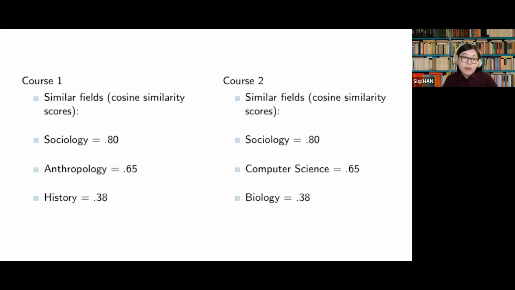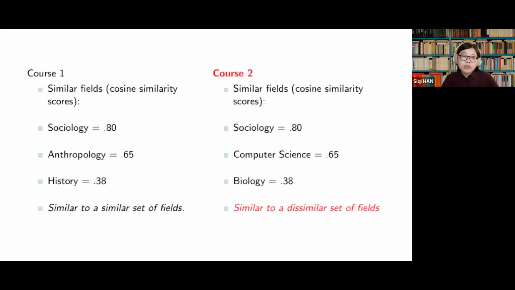It's further apart from sociology. So the second course satisfies our definition of what an inter-D course is. That is, it is similar to a dissimilar set of fields. But the first course is similar to a similar set of fields. So this is the intuition of how we construct the inter-D index.